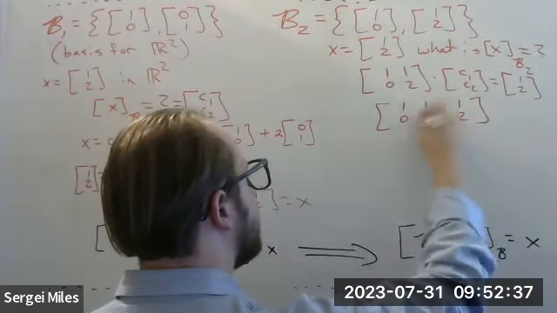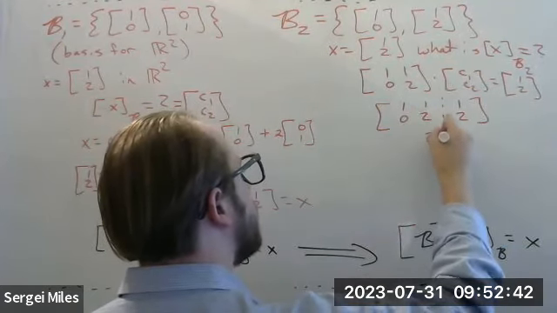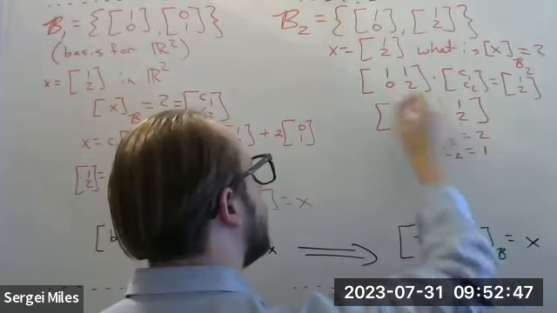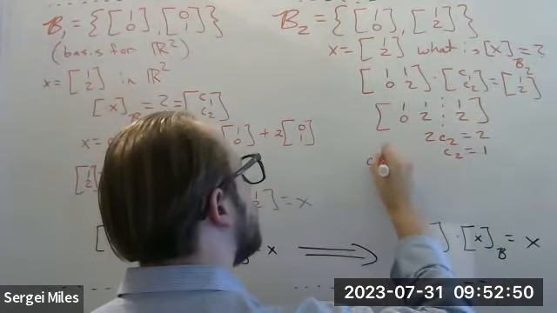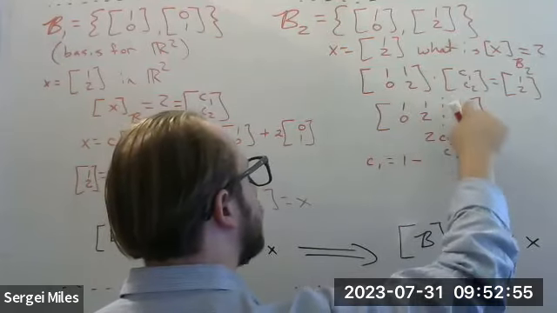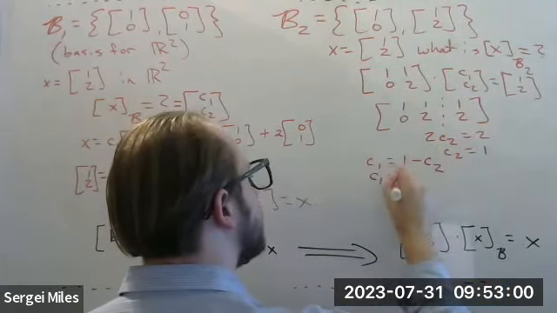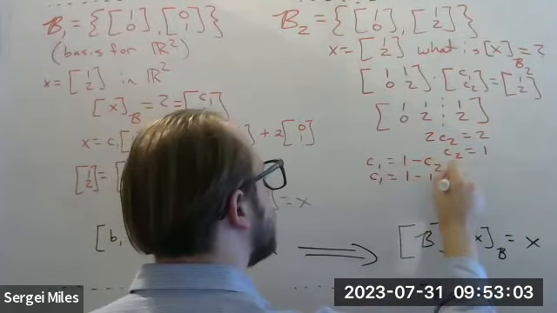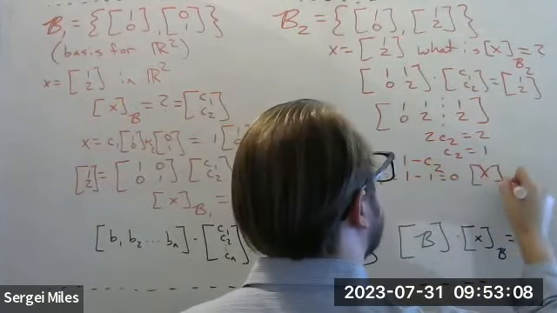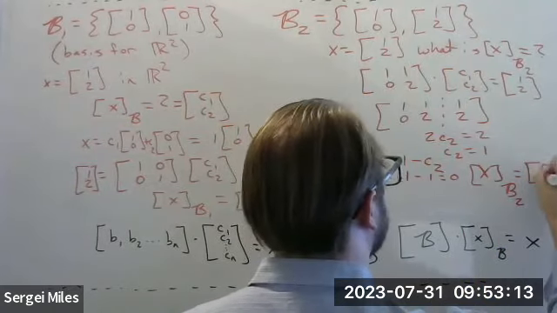So if I look at the second row of this matrix, we see that we have 2 C2 equals 2. In other words, C2 equals 1. Okay, what about C1? C1 equals 1 minus, if I subtract this over, I have negative 1 times C2. That gives me C1 equals 1 minus 1. C1 is 0. In other words, my x rewritten in terms of this basis is 0, 1.